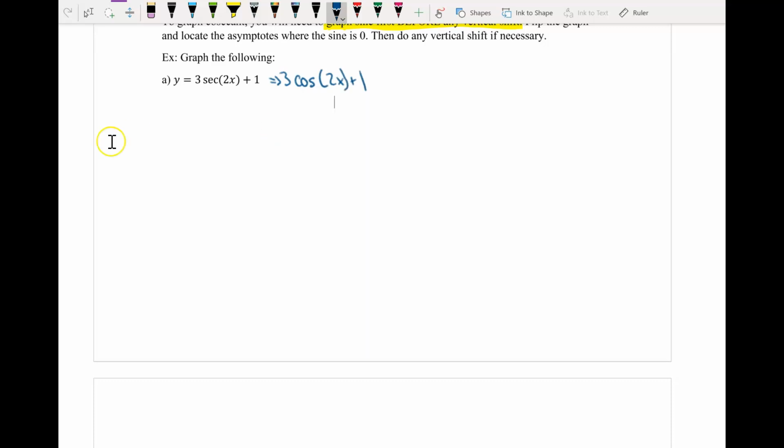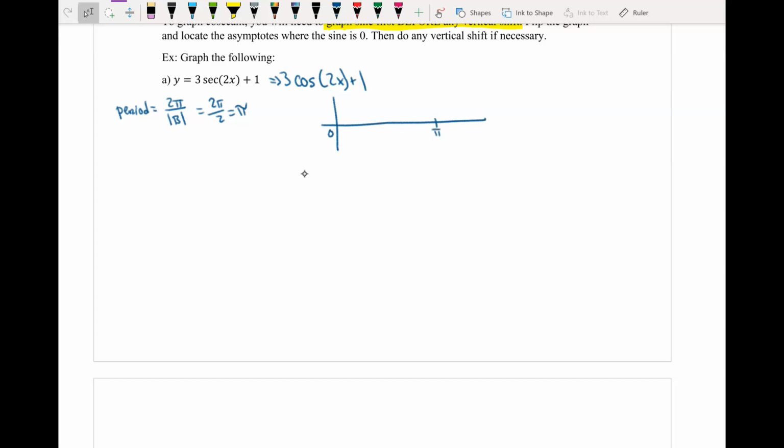So let's take care of the period first. So my period is going to be equal to 2 pi over the absolute value of b. So in this case, b is 2, so you get 2 pi over 2, which gives me pi. So that means it's going to complete one full cycle at pi. All right. So remember, my cosine, we start at 0 and it's going to end at pi.